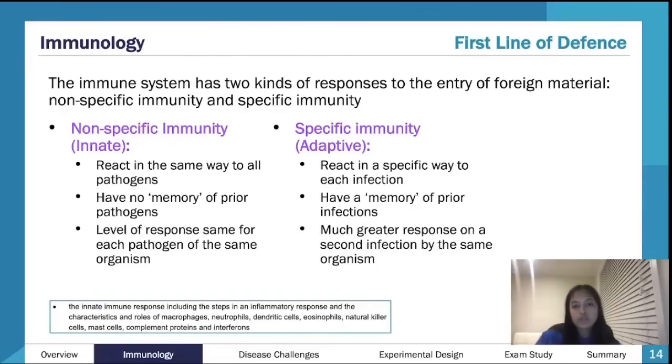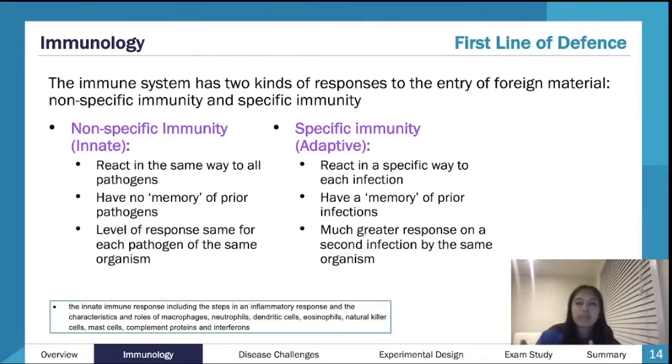Your non-specific immunity, and it's important to know the differences between these, is basically your one size fits all. It works really quickly, sort of instant, like putting on a band-aid, ultimately. So whatever the pathogen is, if it's a virus, a bacteria, a prion, whatever, the innate immune system is going to act in the same way. Again, one size fits all. There is no memory of prior pathogens.